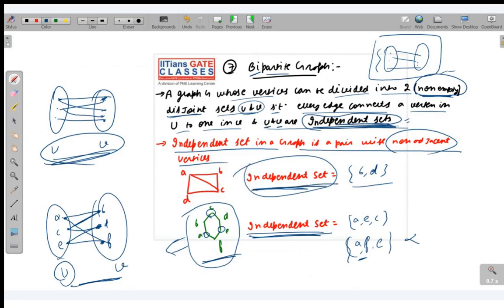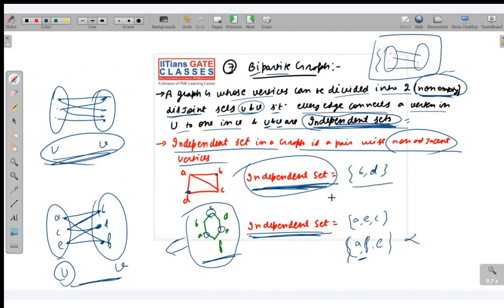Independent set means pairwise non-adjacent. So B and D here, they are an independent set. They are making an independent set. Why? Because they are non-adjacent. So here I have just explained what exactly you mean by an independent set.